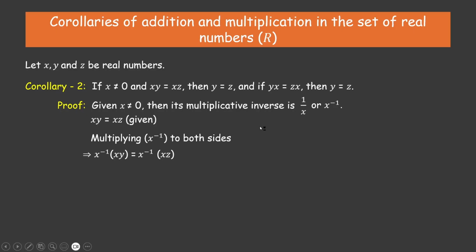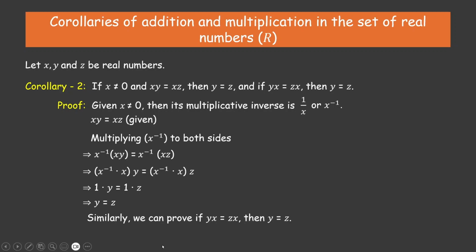So we get this. Now once again, we are going to do the same thing. Put the x terms in one bracket. So x inverse into x in one bracket into y. On the right hand side of the equation, we have x inverse into x into z. So x inverse into x will be equal to 1. Therefore, 1 into y is equal to 1 into z, which gives us that y is equal to z.